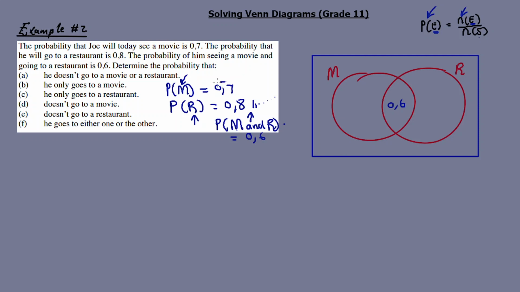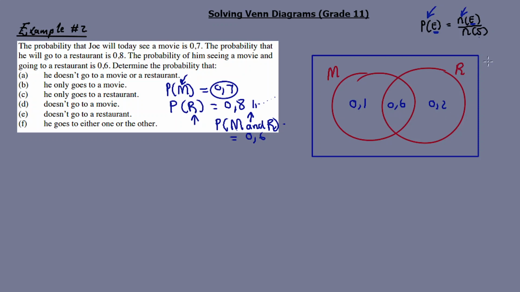Then for the movies, it's 0.7. It means this part is 0.1, so that 0.1 plus 0.6 is 0.7. And then for the restaurant as a whole it will be 0.8. So this part is going to be 0.2, because 0.6 plus 0.2 is 0.8.